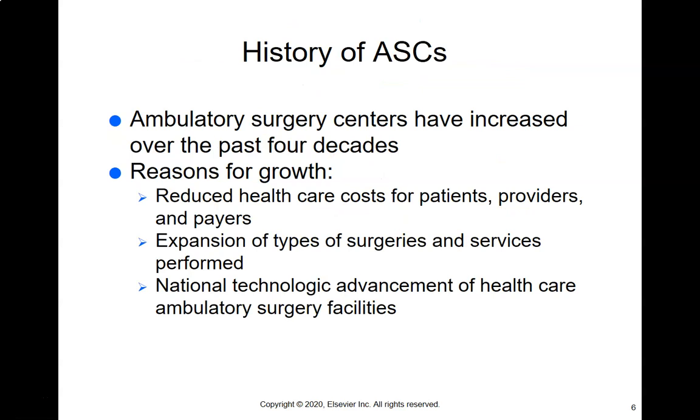History of ASCs. In the past, almost all surgery was performed in hospitals. Surgery was scheduled in advance with preoperative tests such as blood work and x-ray examinations done during the initial inpatient stay. Surgery was done on the second inpatient day and recovery added to the length of stay. Ambulatory surgery centers have increased over the past 4 decades, and the reasons for the growth are reduced healthcare costs for patients, providers, and payers, expansion of types of surgeries and services performed, and technological advancements of healthcare for ambulatory surgery facilities.